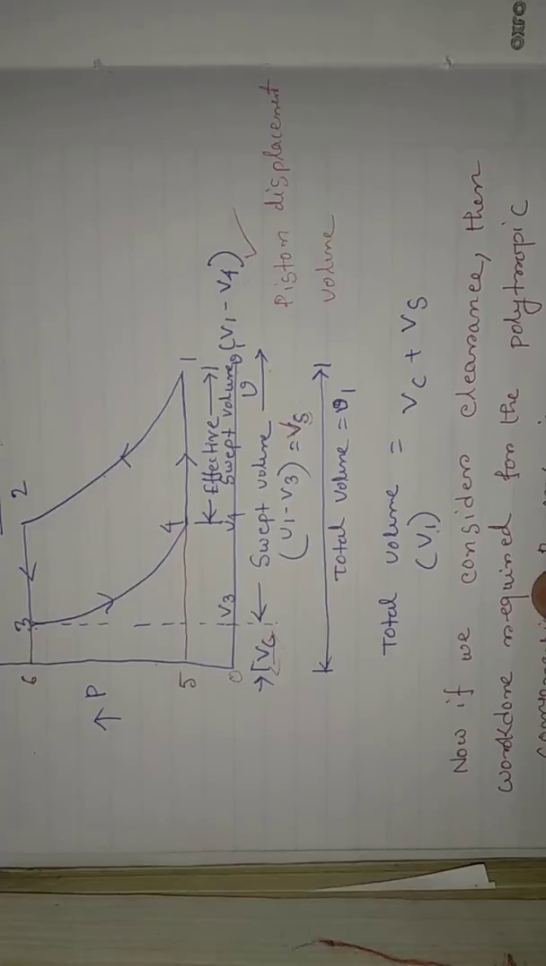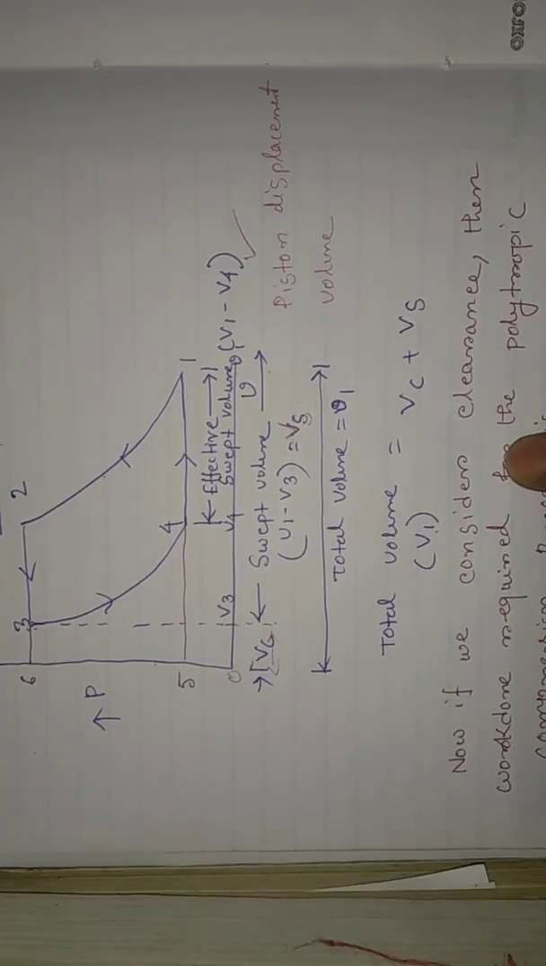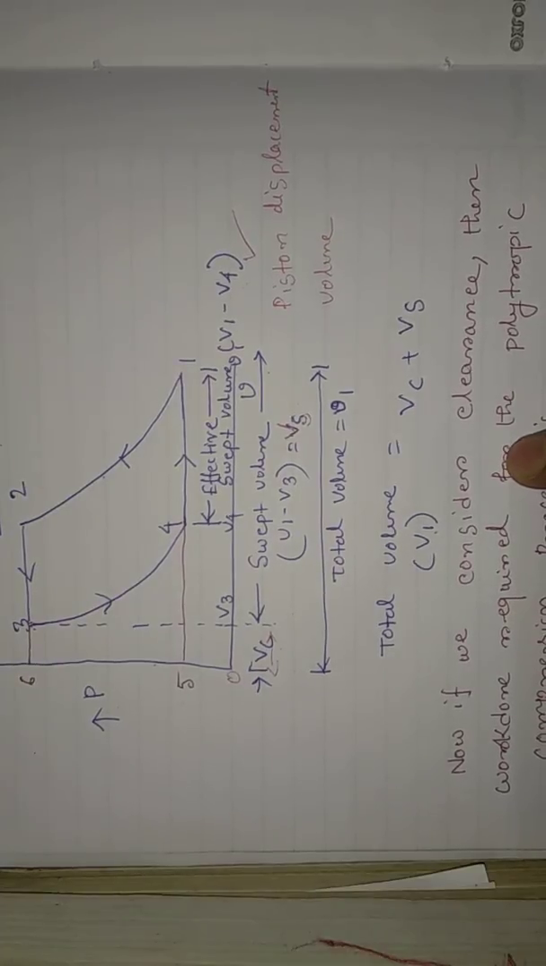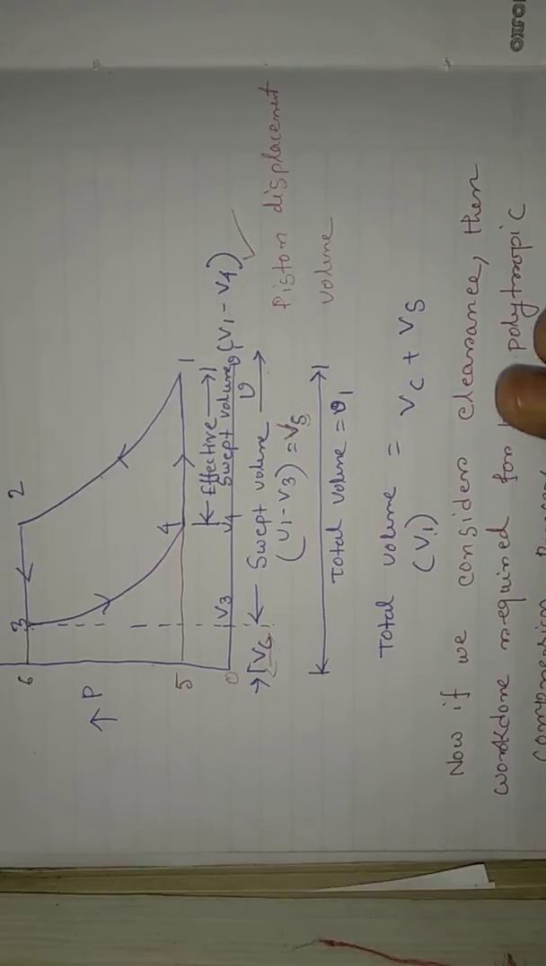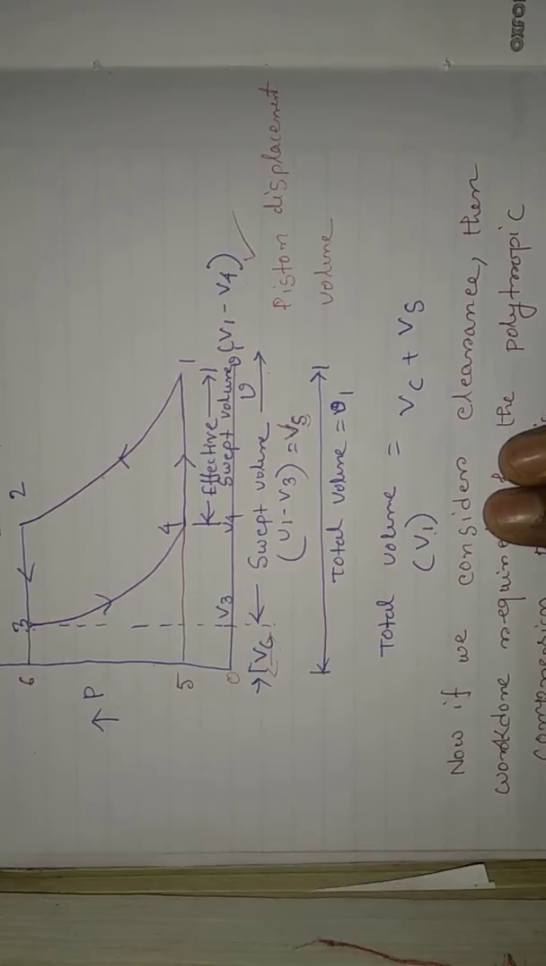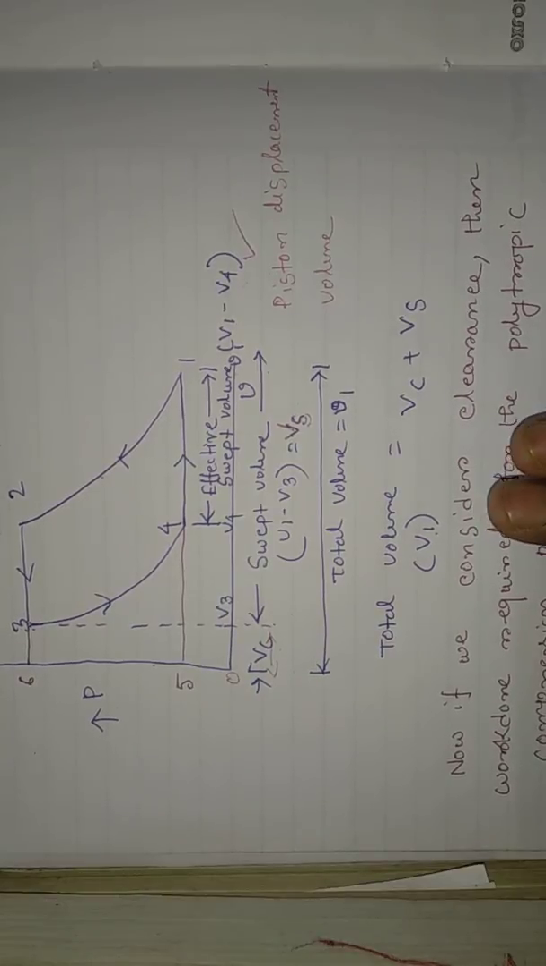Now, in the previous class, when you calculated the work done required or power required for different compression processes, we considered that there is no clearance at all, because that is an ideal reciprocating compressor. But in this case, we consider that there is some clearance gap given in the piston cylinder assembly.